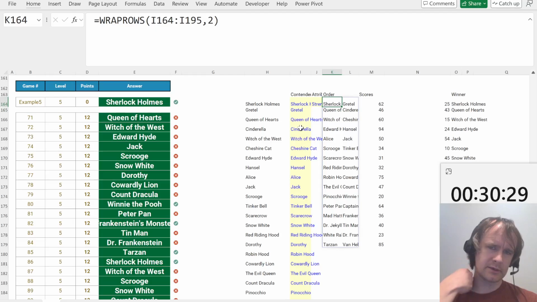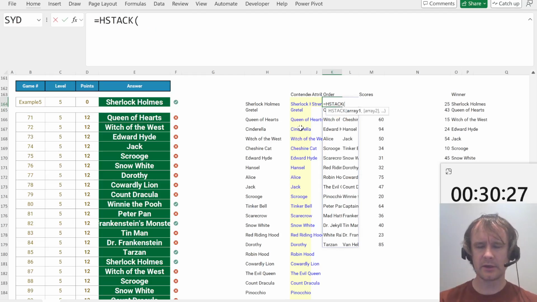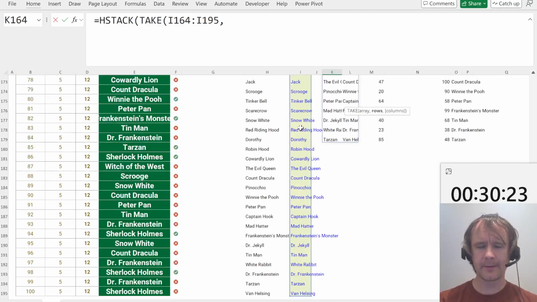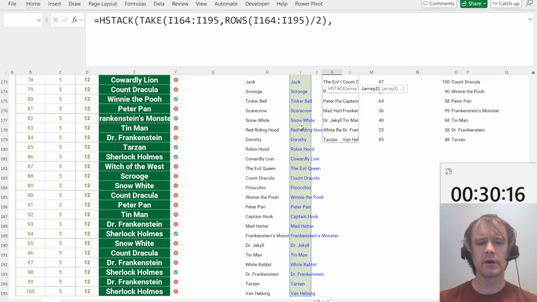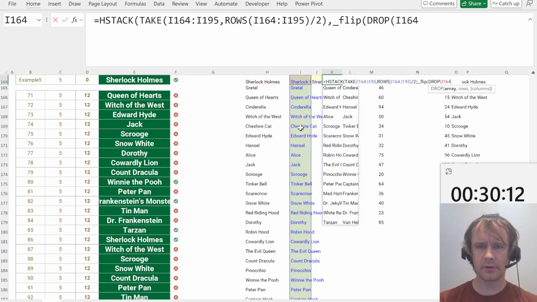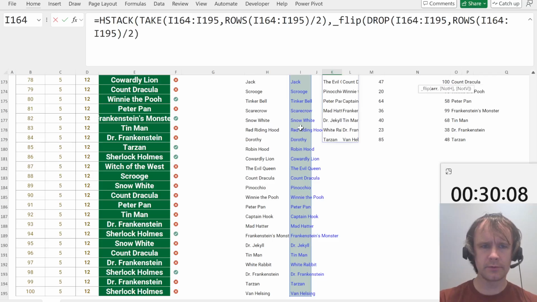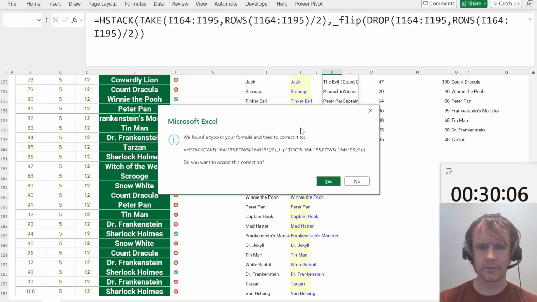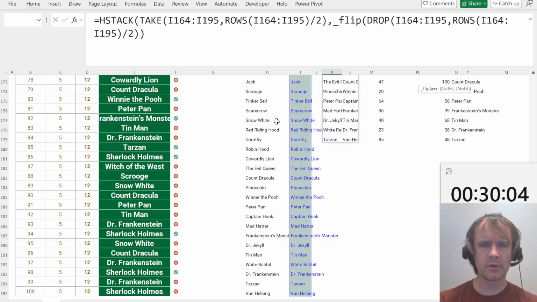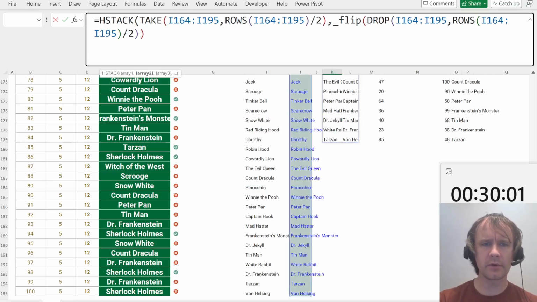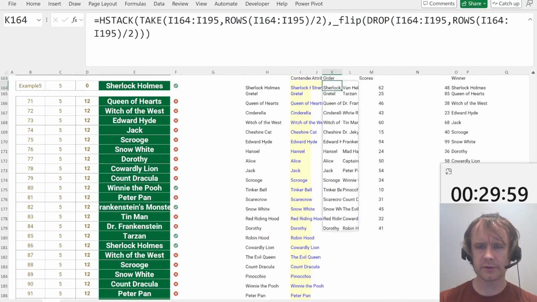So how do I do that? I'm going to say hstack, take this by rows of this over 2, and flip of drop this by rows of this over 2. Alright, I've got some brackets wrong. So not enough closes? Yes, it is. Okay.